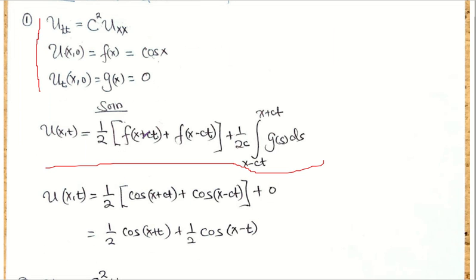Now we know very well f(x) is cos x. Now we can replace it here with cos x. We have 1/2 [cos(x+ct) + cos(x-ct)] for the initial position, and the initial velocity is 0. So this particular term over here will disappear. Everything becomes 0 because the integral of 0 makes everything 0.